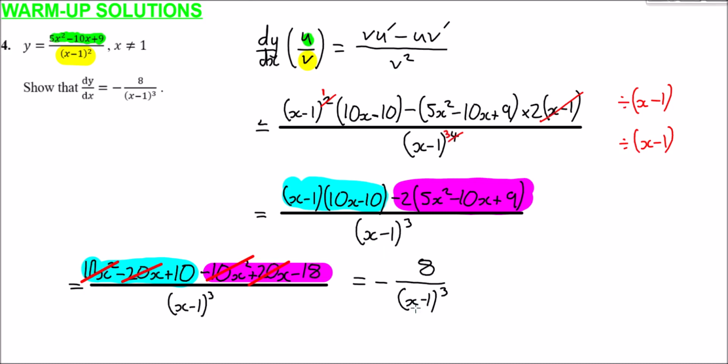Hope you found those warm-up questions useful to get yourself in the mood. So assuming you are, let's have a look at some slightly trickier U substitutions. So part 2 of integration by substitution. So just a quick recap of what we've seen so far.